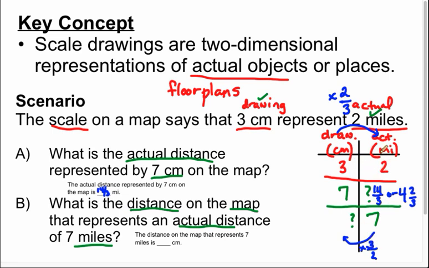If I'm doing that, this is going to be consistent. Every time I want to find the measurements for drawing, the number of centimeters in the drawing that correspond to the number of miles in actual life, I will multiply it by 3/2. So 7 times 3/2 is going to be 21 halves.